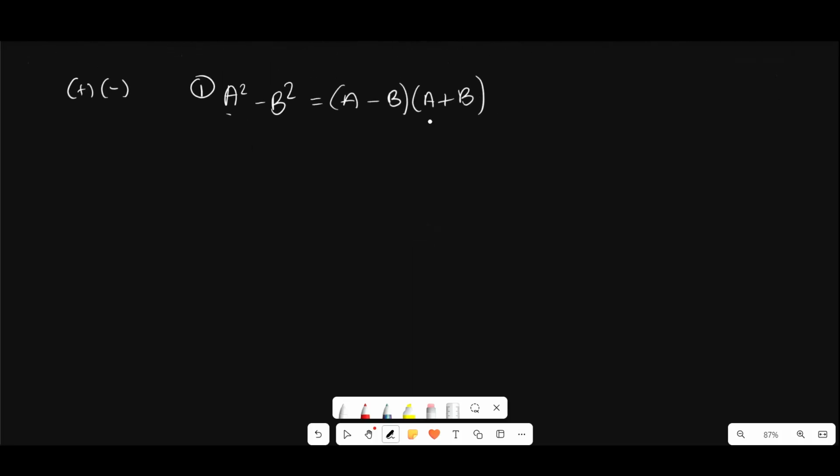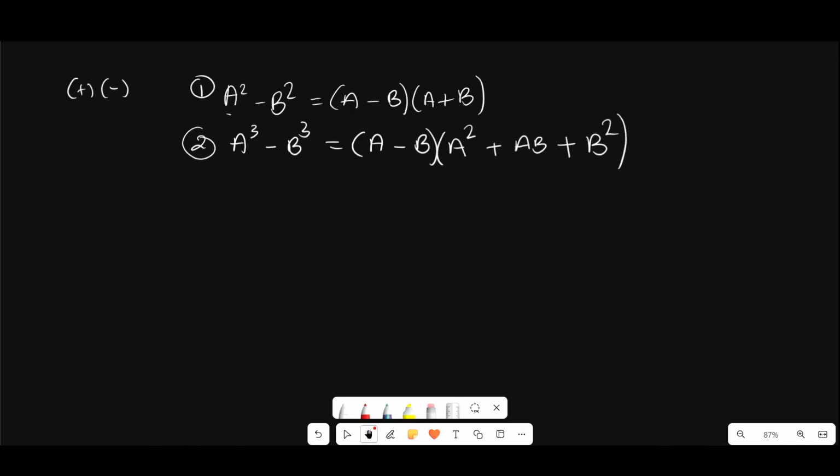Okay, let's look at another one. The second one is the difference between 2 cubes. So a cubed minus b cubed, which should give us (a minus b), and then (a squared, basically square this, plus ab, and then plus b squared).